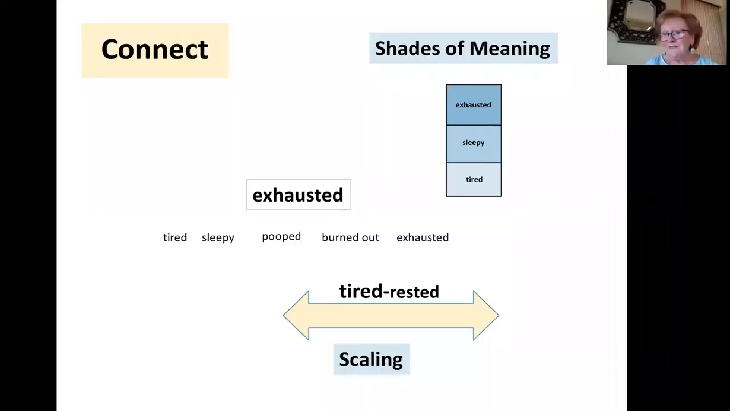So if I'm connecting, all right, I might use shades of meaning. Those look a little bit like those paint strips, don't they? The paint samples we get from the paint store. There's a difference between being tired, sleepy, and exhausted. Grades of meaning, a scaling of meaning, right? And talking through what is the difference? Tired, sleepy, pooped, burned out, exhausted, putting it on a line, right? Asking students what's here, what goes here, and why, and even providing them with the words and having them do the arrangement. So a scaling. Thinking about synonyms versus antonyms, being tired versus being rested.